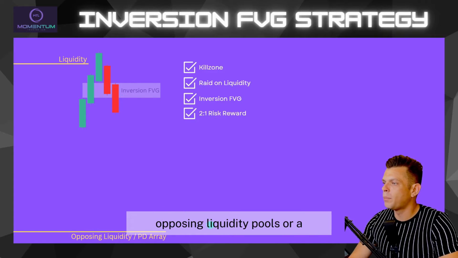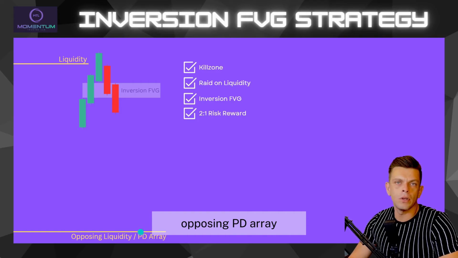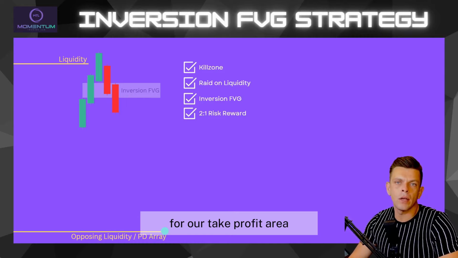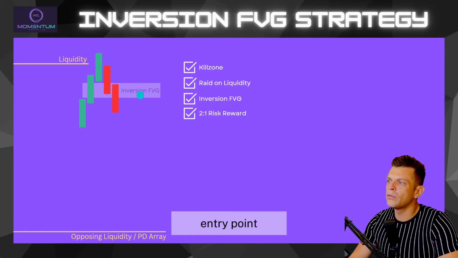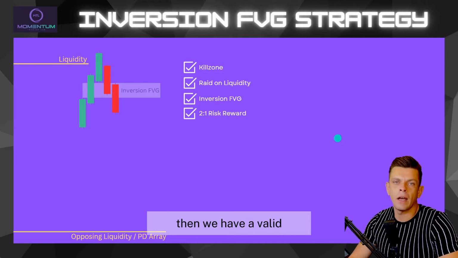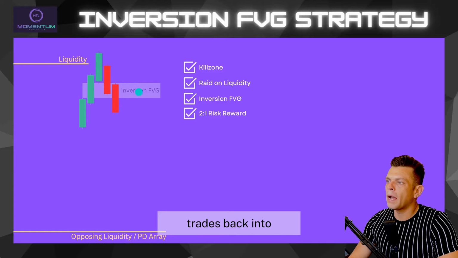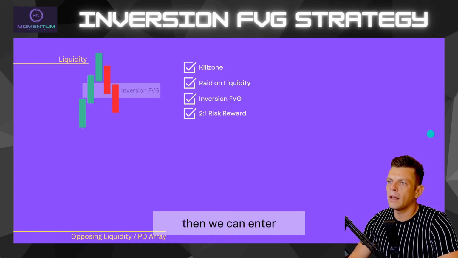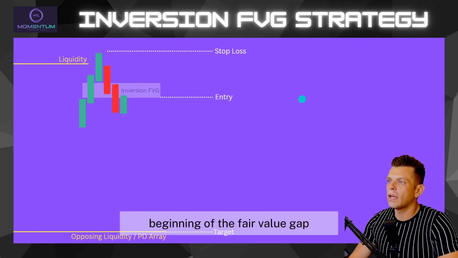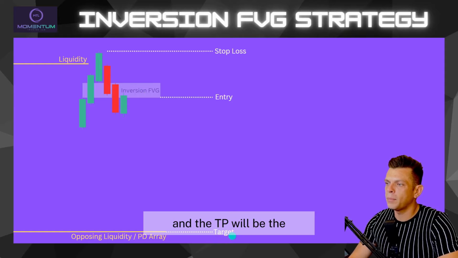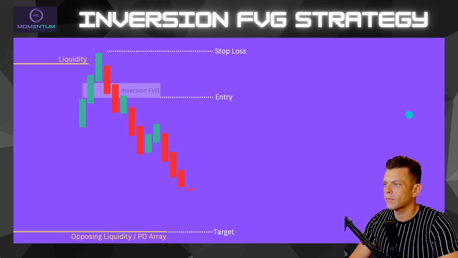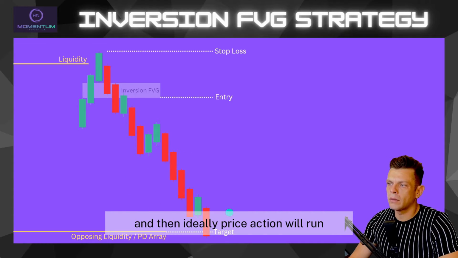Now we look at the opposing liquidity pools or an opposing PD array, for instance, an opposing fair value gap or a bullish order block for our take profit area. If from our entry point to the opposing liquidity pool there is a 2-to-1 risk to reward ratio, then we have a valid entry model. And if price trades back into the inversion fair value gap, then we can enter. We enter right at the beginning of the fair value gap with our stop loss at the high, and the TP will be the opposing liquidity pool or opposing PD array. And then ideally price action will run straight into your target.